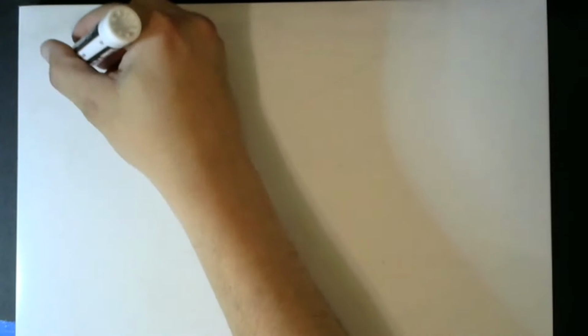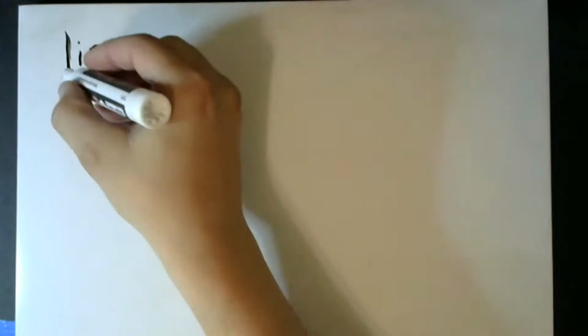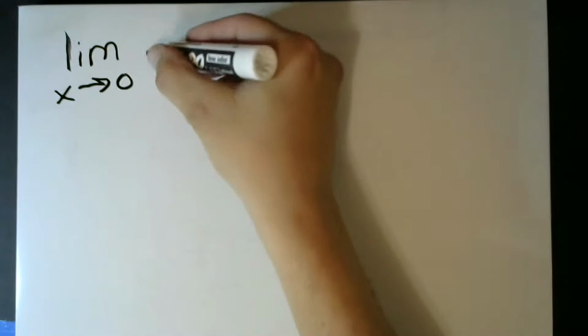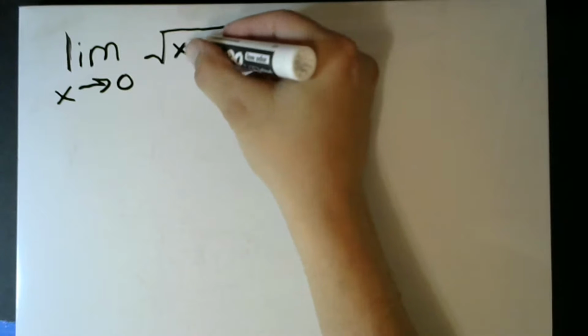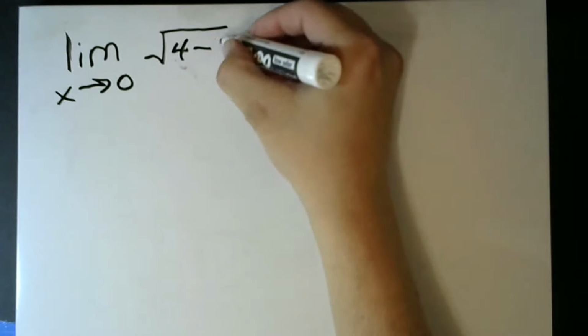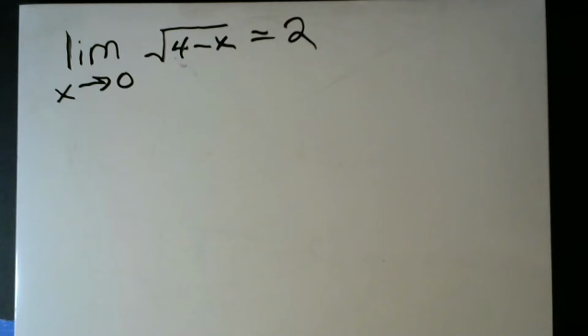So what I want to go over is the one example where we had a couple things I want to go over, but we have the limit as x approaches 0 of the square root of 4 minus x, and that's equal to 2.